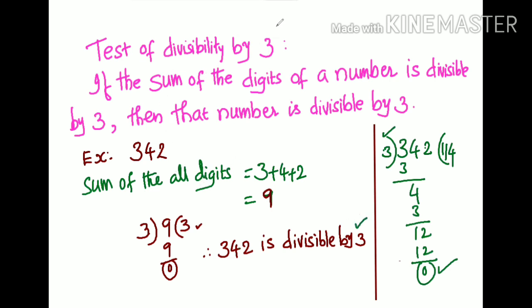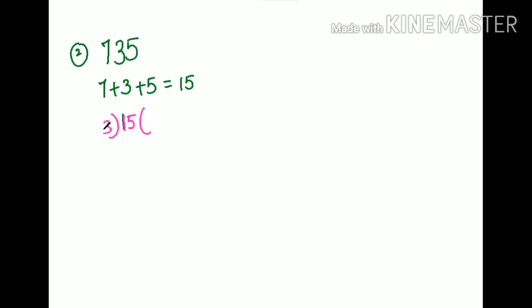Let us take one more example. 735. Example 2. Now add all these numbers. 7 plus 3 plus 5, that is equal to 15. Therefore, divide 15 by 3. 3 5s are 15. Therefore, we can say that 735 is divisible by 3.